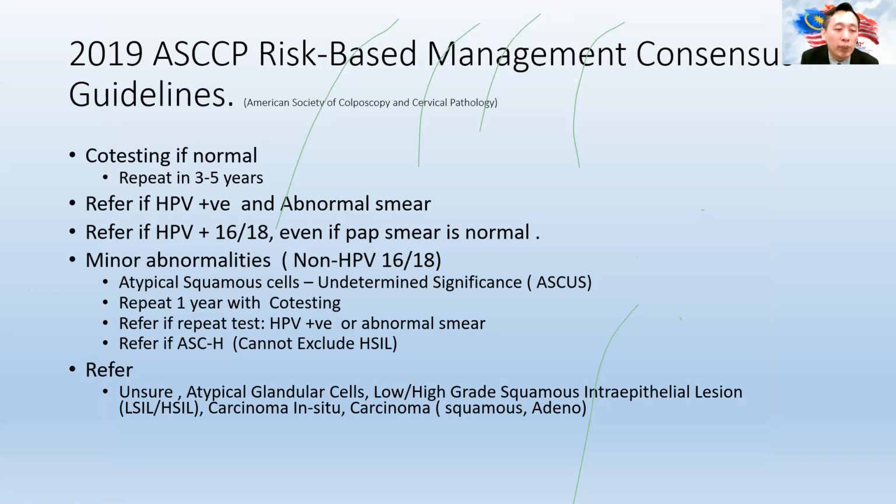Most of the time it's atypical squamous cell of undetermined significance. You repeat the co-test in 1 year. If you repeat the test and HPV is positive or the smear is abnormal, then you should refer. So refer if unsure, atypical glandular cell, low or high-grade squamous intraepithelial lesion, carcinoma in situ, and cancer.